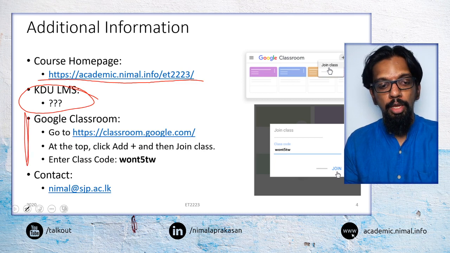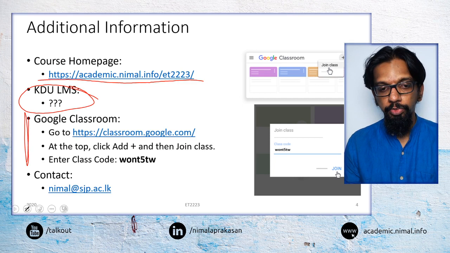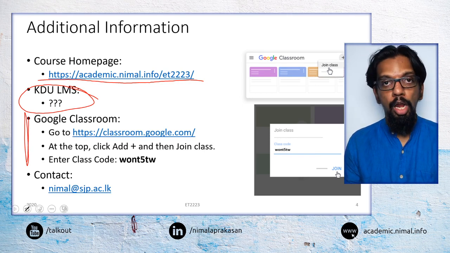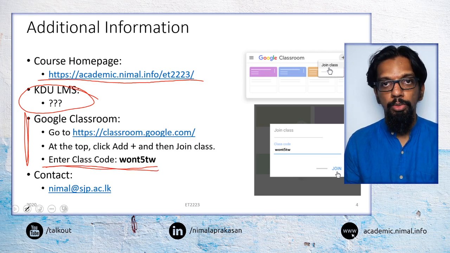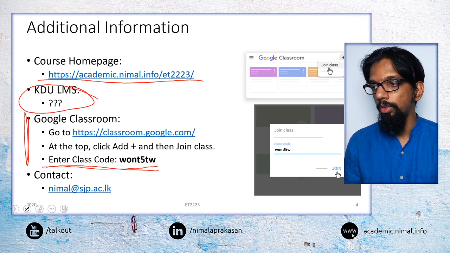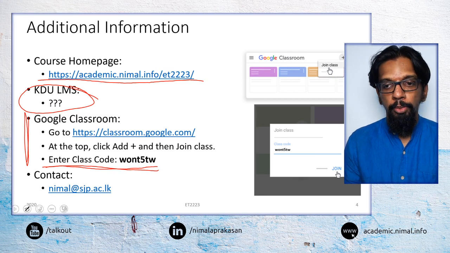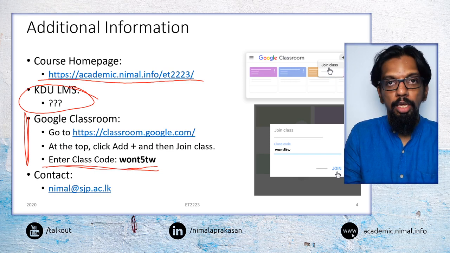So in the meantime, what I would suggest and what I expect is for you all to join a particular Google Classroom that is created for this course. You may join using this particular class code. So if you take a note of this class code, you can use that and join the Google Classroom. That would be our main mode of communication.